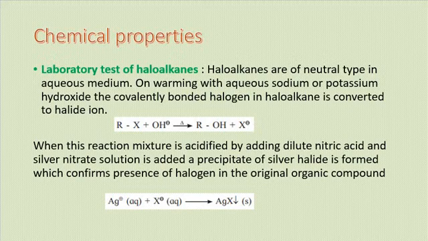If the precipitate is of white color, that means it is containing chlorine atom. When the precipitate is of light yellow color, it is bromine atom present in the compound. And if pale yellow or dark yellow color precipitate is formed, that is of silver iodide, and it is confirming the presence of iodine in the organic compound.